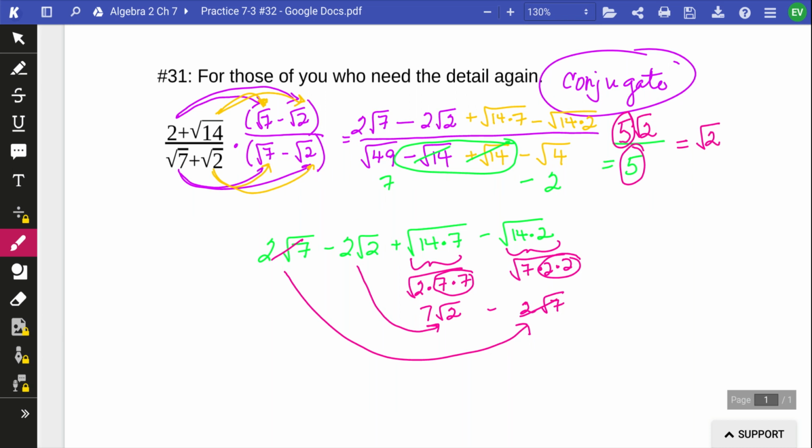It's as simple as that. I hope I gave you enough detail so that you could see exactly what was going on. If you still don't understand it, please let me know in class. Okay?